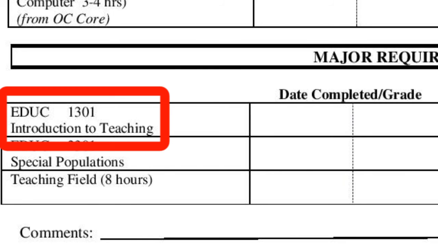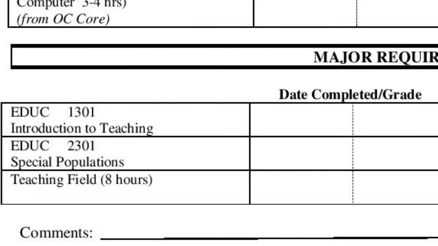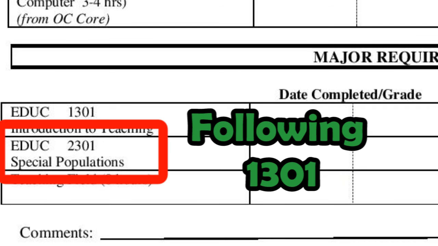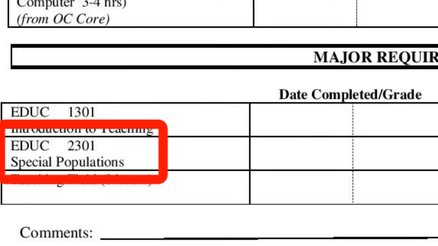This is a wonderful class that looks at every aspect of teaching. It is a fun and exciting class. The second education class, Education 2301 Special Populations, should be taken the very next semester after completing the 1301 education class. This class is an exceptional class that looks at special education, because no matter what subject or level you teach, you will always have special needs children in your classes.